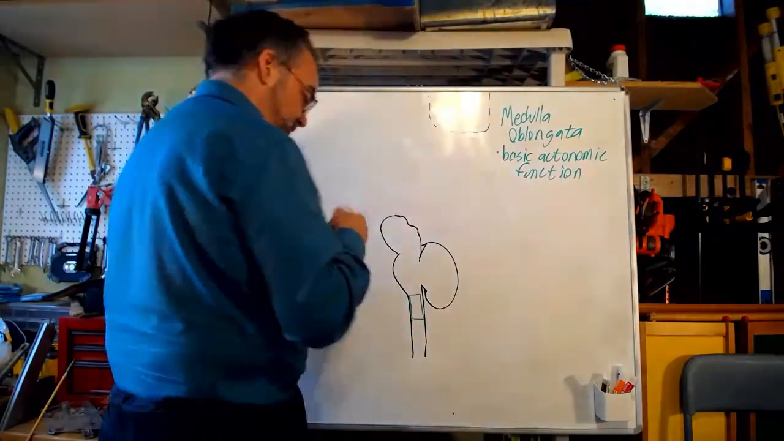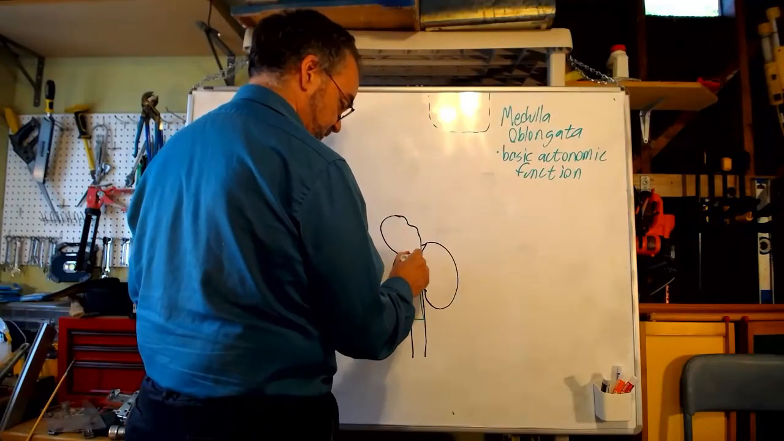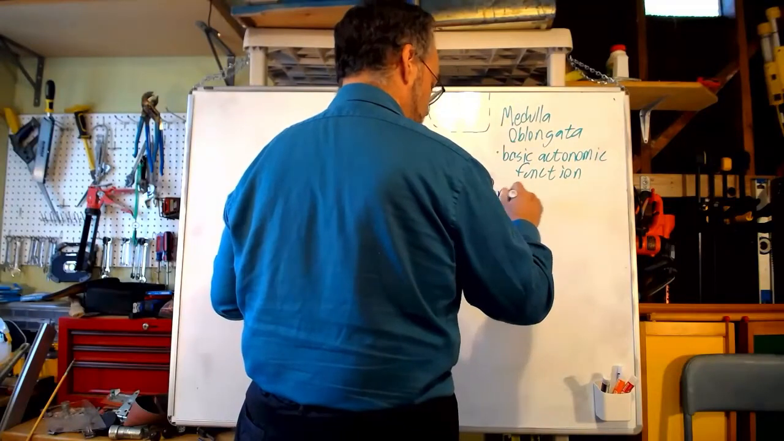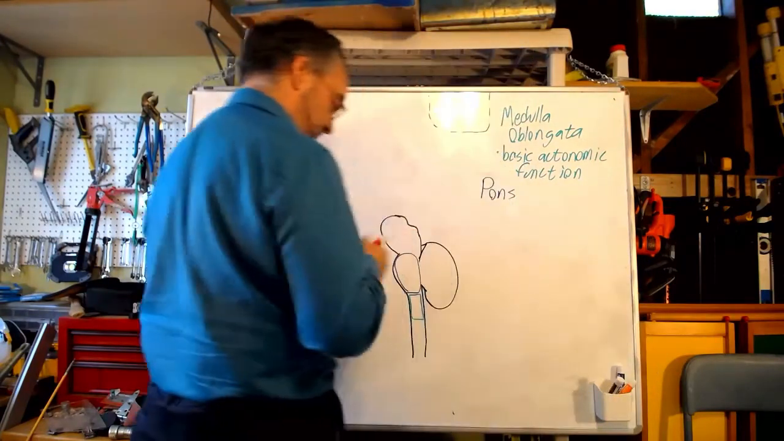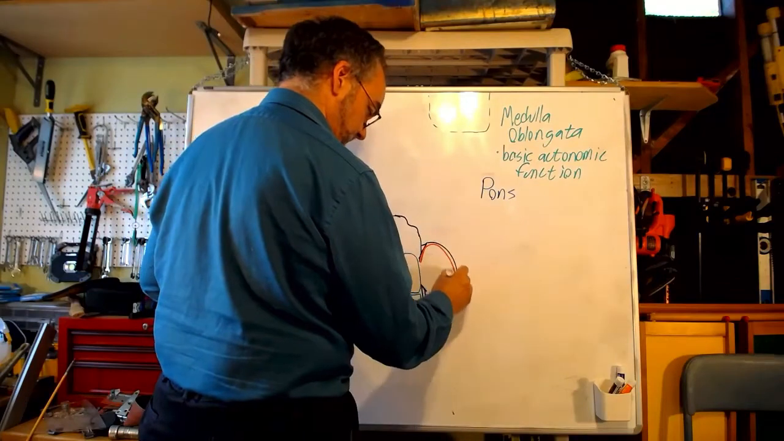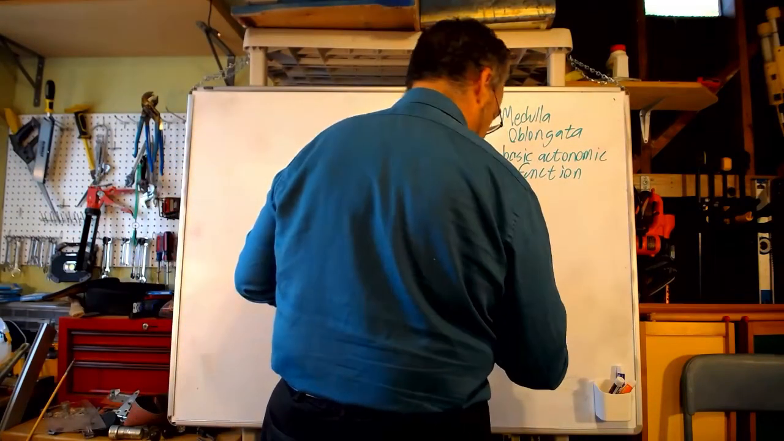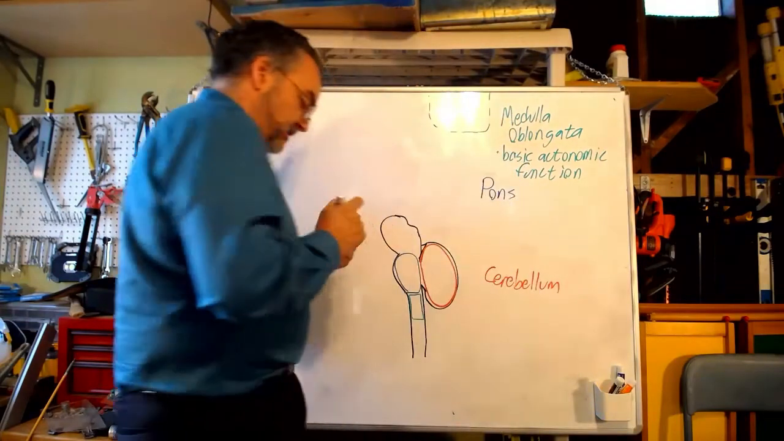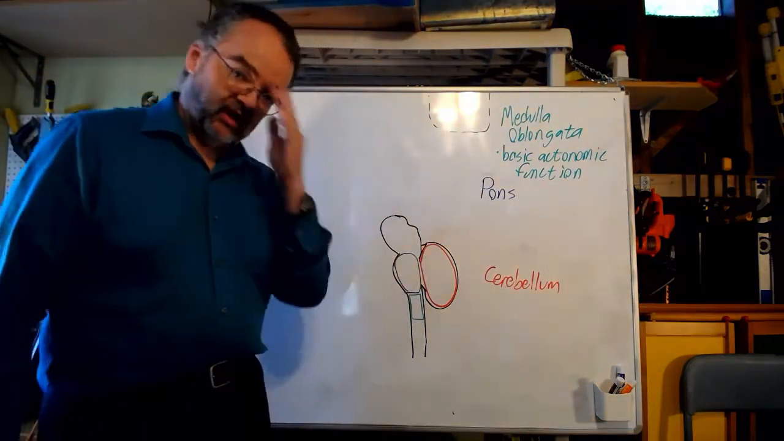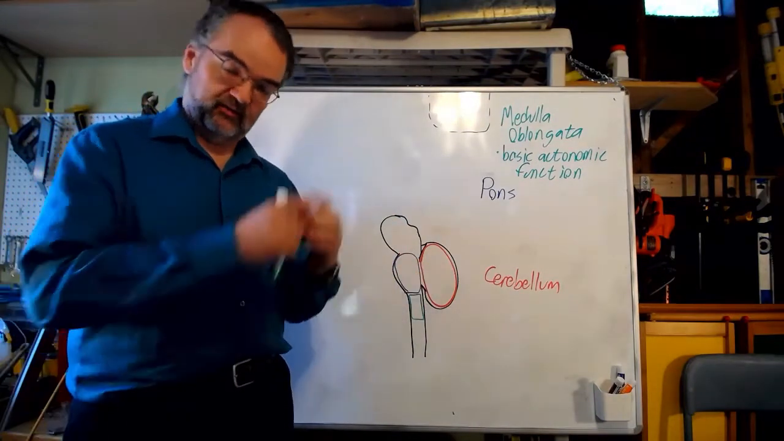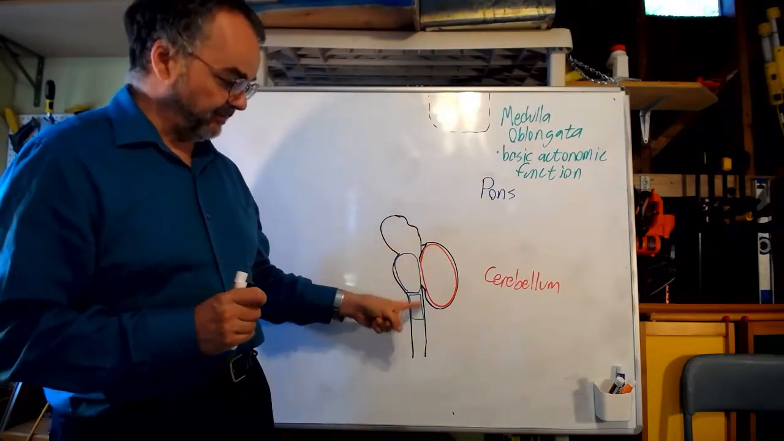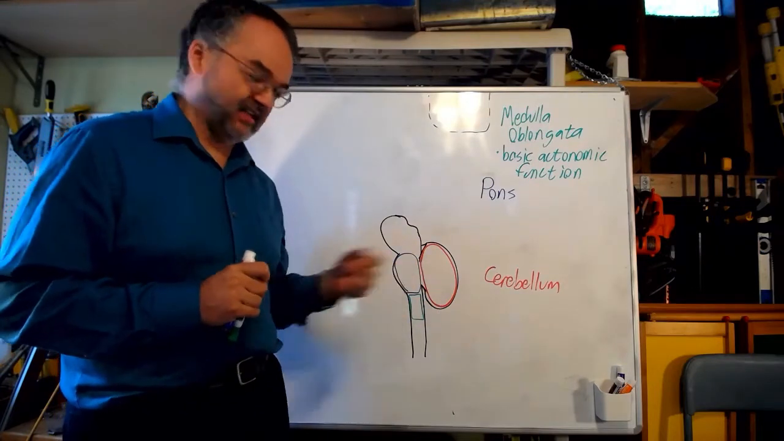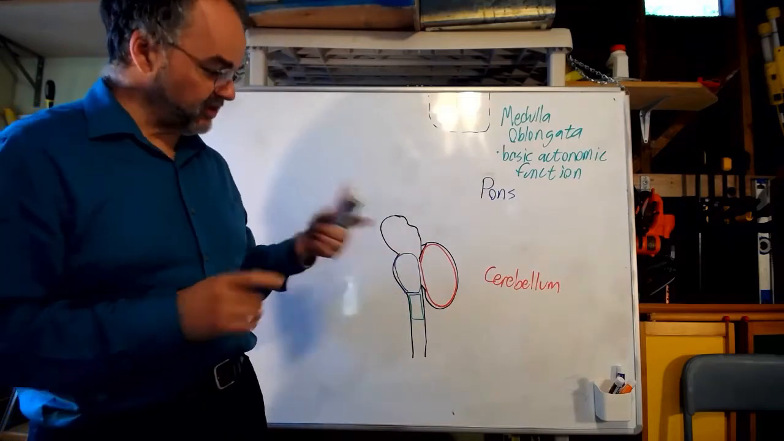Coming up a little bit from that, we have these two. We have this area, which is the pons, and this area right behind it, which is the cerebellum. These two together also come from that rhombencephalon. That original rhombencephalon divides up into the myelencephalon and the metencephalon. And the metencephalon becomes the pons and the cerebellum. And we're going to start with the pons.